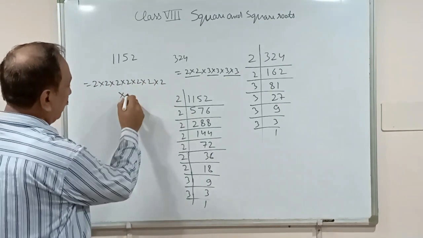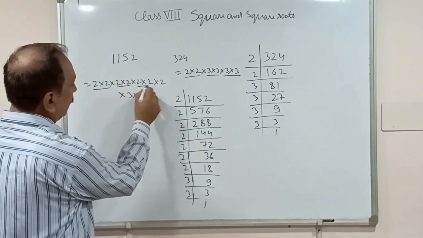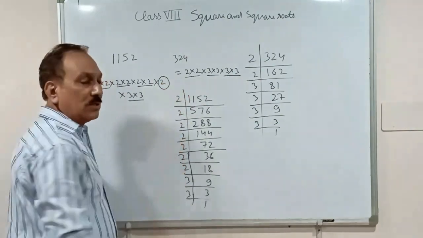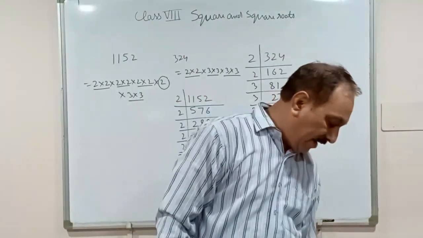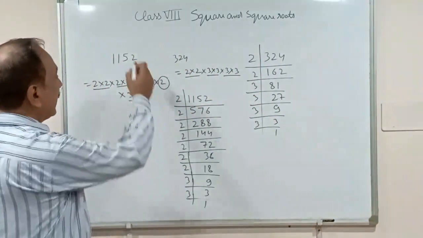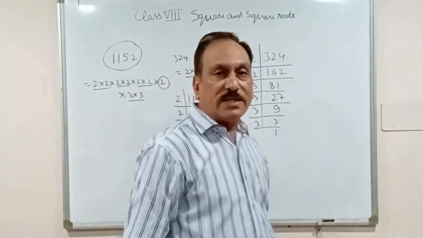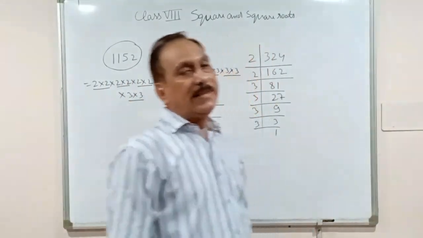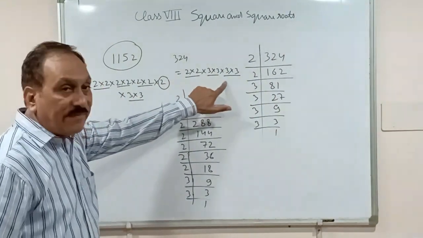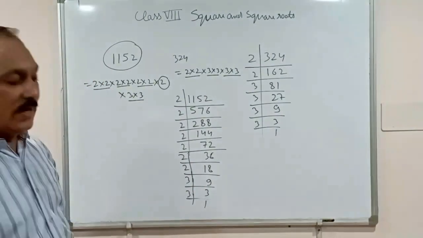Then 3, 2. Make pairs. 1, 2, 3, 1. But the pair of 2 is not complete. So 1152 is not a perfect square. This number is not a perfect square. जब भी किसी नंबर का perfect square चेक करना हो, आप factors करें, then make the pairs. If pairs are complete, this is a perfect square. If pairs are not complete, this is not a perfect square.